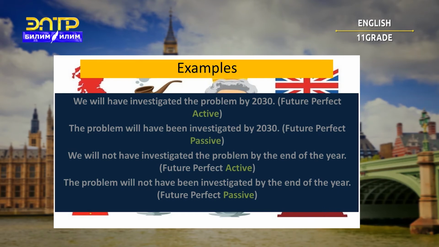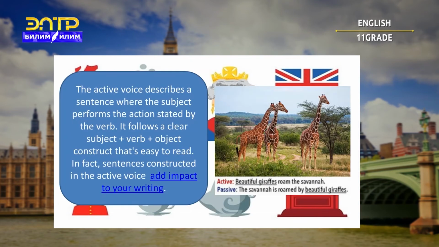We will have investigated the problem by 2030. Here we use active, future perfect. The problem will have been investigated by 2030. Here in passive. We will not have investigated the problem by the end of the year. Here we use active. The problem will not have been investigated by the end of the year. And here in passive.